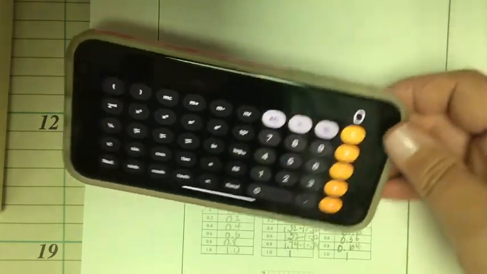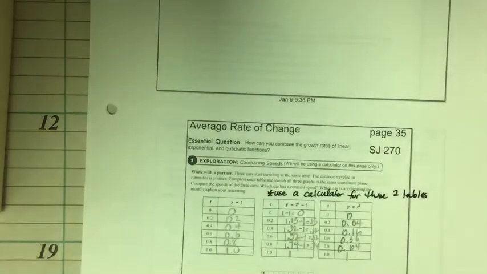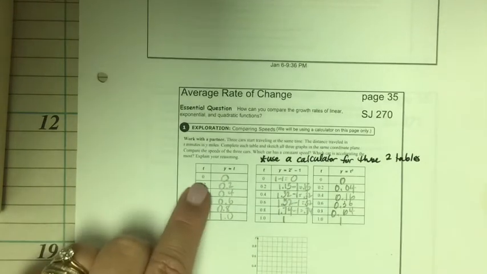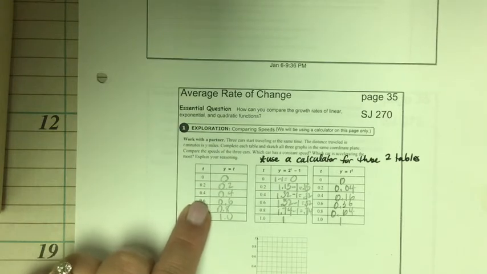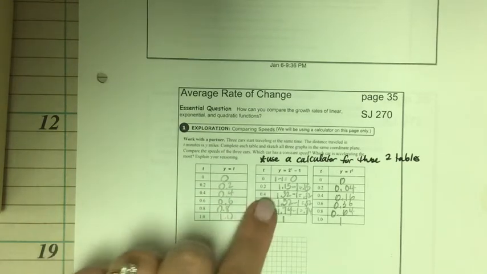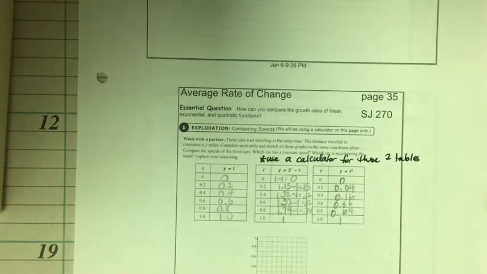Okay, so I used a calculator to find those answers. Now what you need to do is plot these ordered pairs: (0, 0), (0.2, 0.2), (0.4, 0.4). Plot all of these ordered pairs and then draw your graphs.